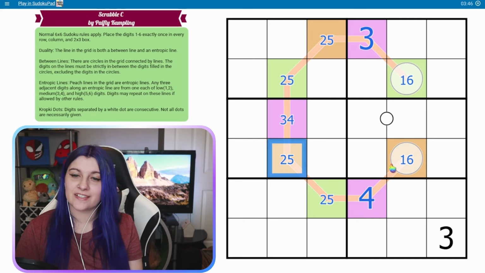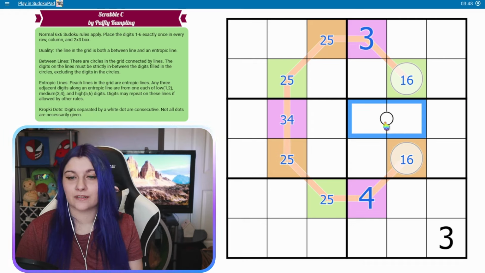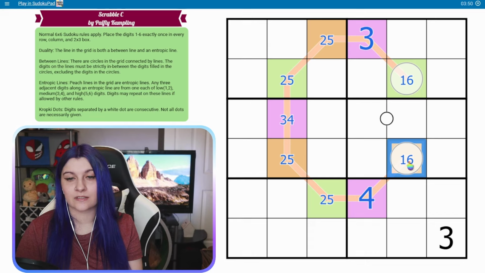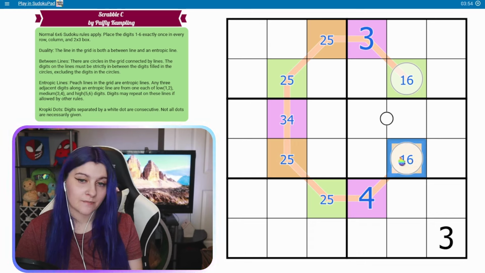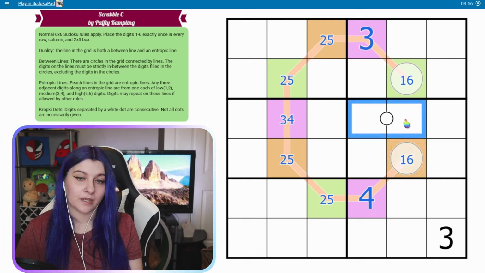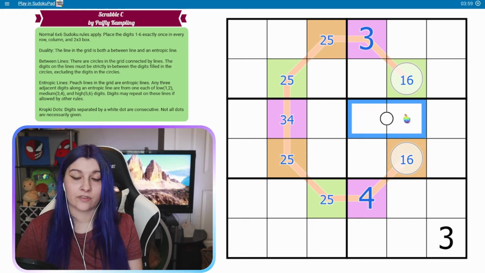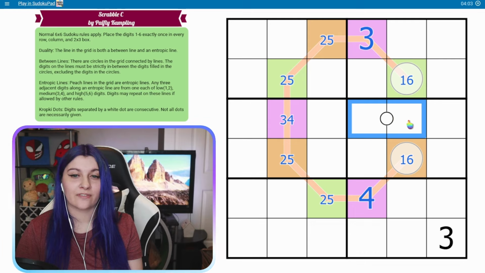Ooh. If this is 2 and 1 and I put a 2 here, I wouldn't be able to go 2, 1 because this is a 1, so I'd have to go 2, 3. If this is 5, 6, I wouldn't be able, and this 5 goes here. I wouldn't be able to do 5, 6, so I'd have to do 5, 4. So this is either 5, 4 or 2, 3.